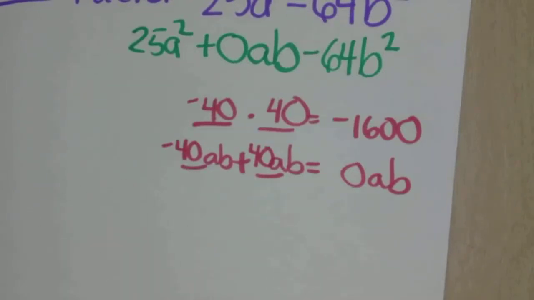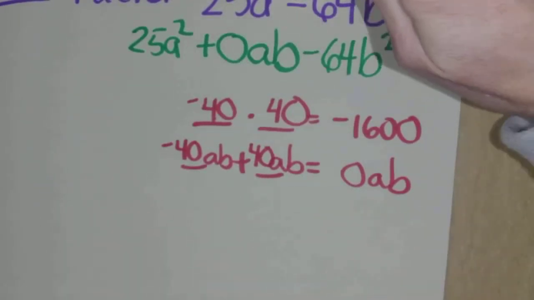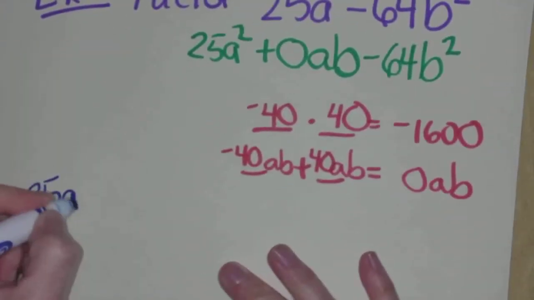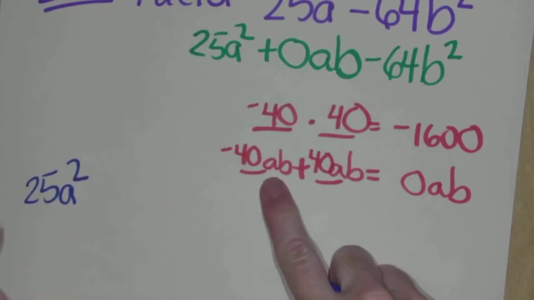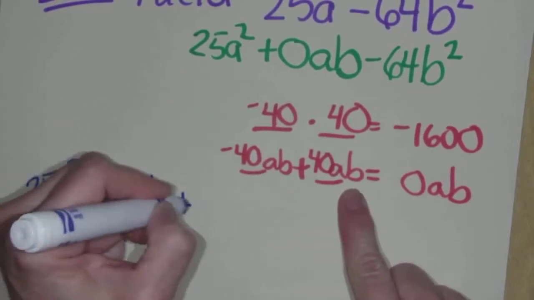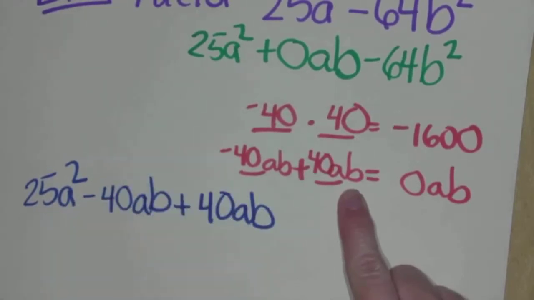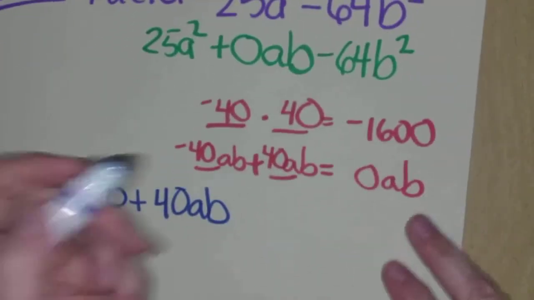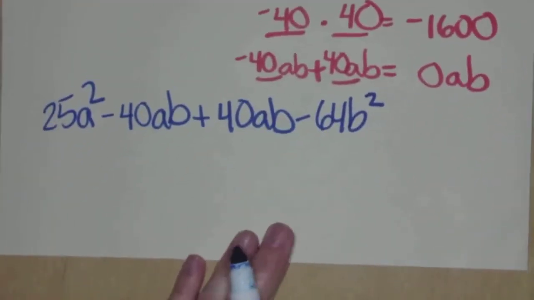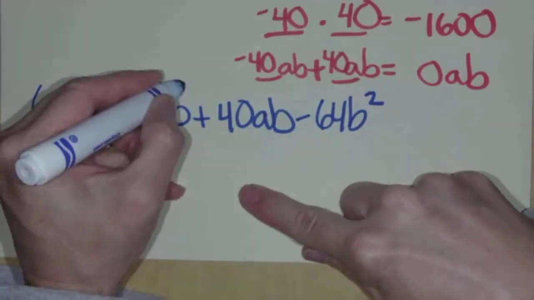So what I'm going to do next is write this out, the original problem. I'm going to write this as 25a squared minus 40ab plus 40ab, and then the back, minus 64b squared. Group them together, 1, 2.